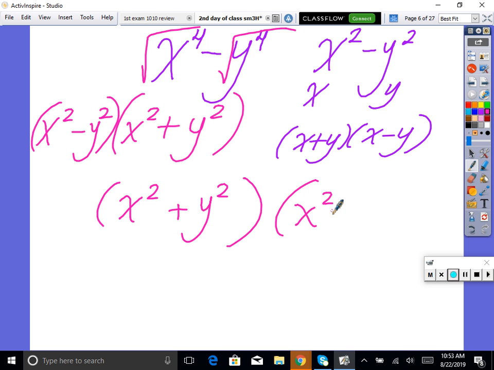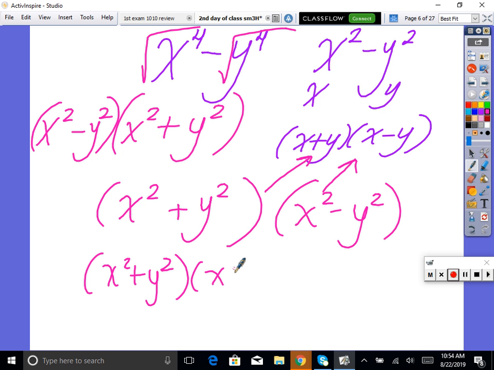Plus, minus. Now we just need to check our final answer. We now have quadratics. Can any of these quadratics factor more? The sum of two perfect squares? No. The difference of two perfect squares? Yes. Didn't it become that? This became that. We just factored that about 30 seconds ago. Does everybody see how to get to the final answer? So our final answer would be x squared plus y squared times x plus y, x minus y. Hopefully that helps.